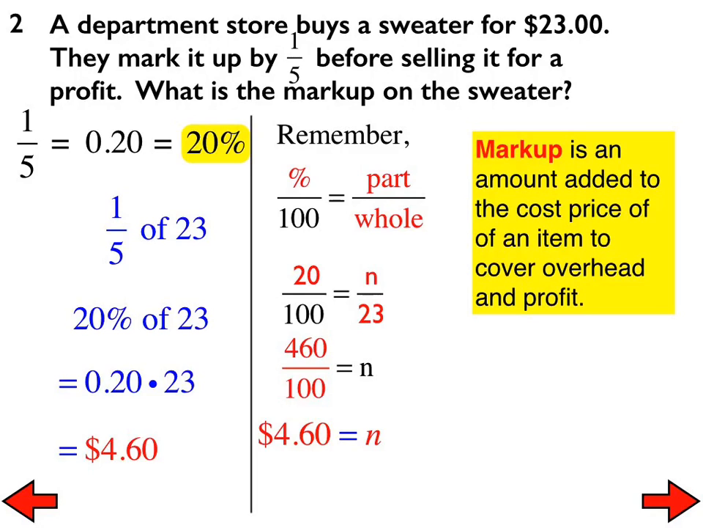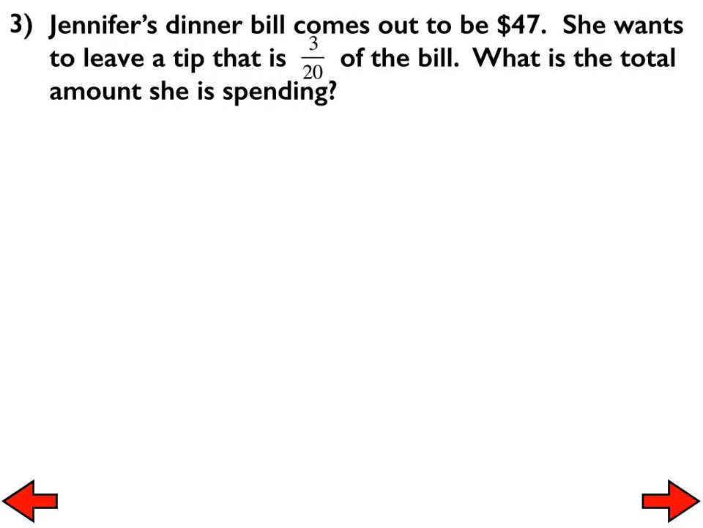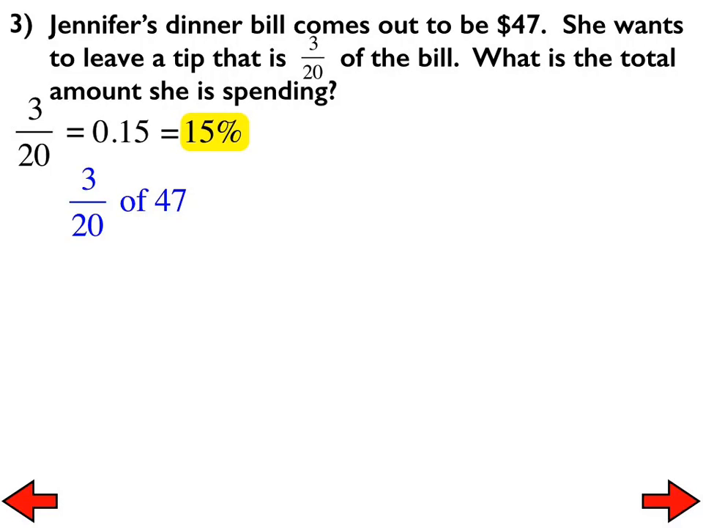Let's take a look at number 3. Jennifer's dinner bill comes out to be $47. She wants to leave a tip that is 3/20 of the bill. What is the total amount she is spending? Figure it out, please. 3/20 as a percent, as we already talked about, is 15%. So we're essentially finding 15%.